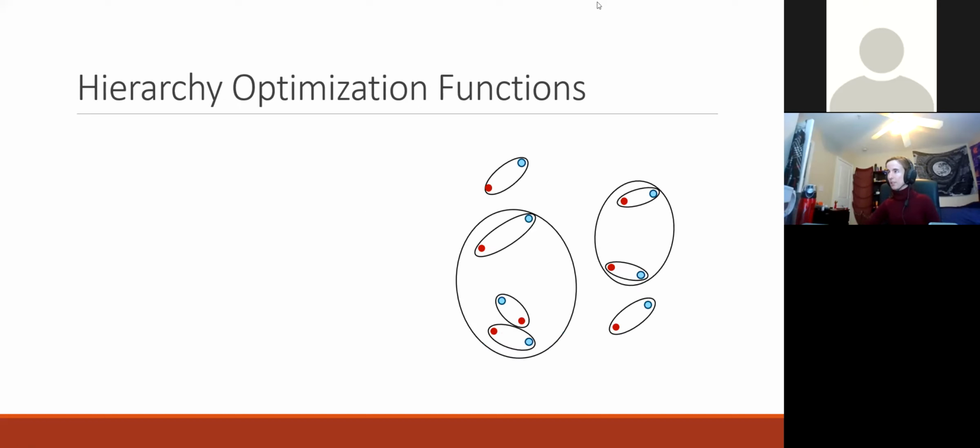Okay, so how do we evaluate the theoretical quality of a hierarchical clustering of a graph? The way we do this is we evaluate it using an optimization function. An optimization function for our hierarchical clustering is a function that takes as input the input graph to the problem, as well as a hierarchical clustering, which we represent by the tree T. And it outputs some sort of value that represents the goodness of the hierarchy.